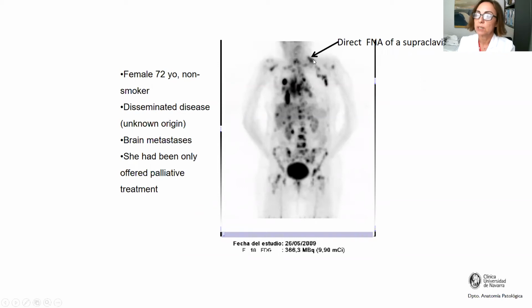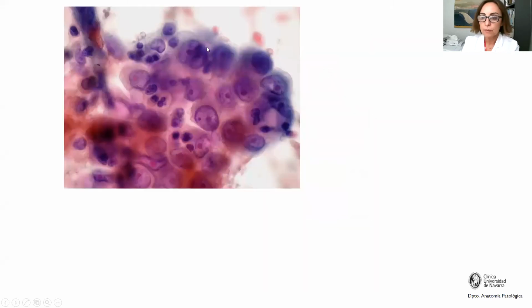So we decided to start with the easiest part of the diagnostic workup. We performed a direct needle aspiration of the supraclavicular lymph node, and we obtained this lesion. It's easy for all of you to diagnose adenocarcinoma with this picture.